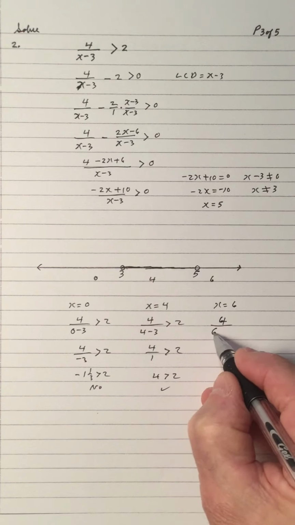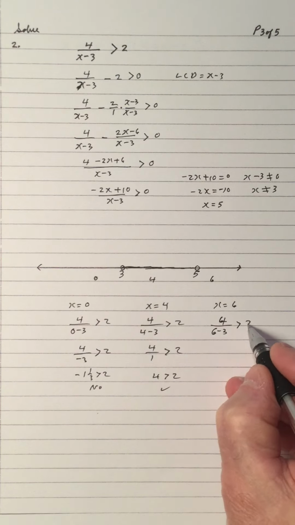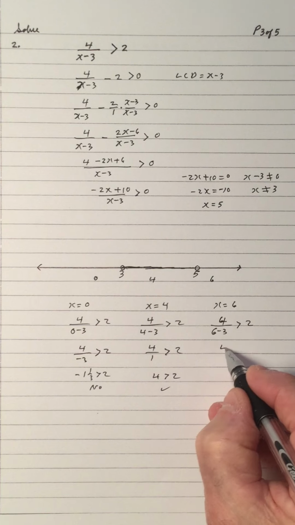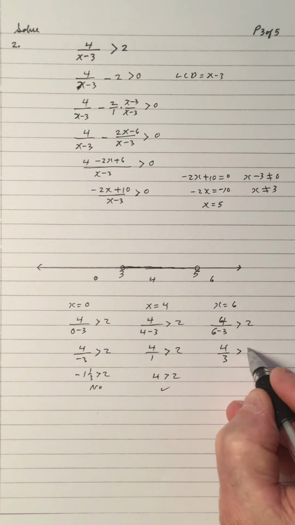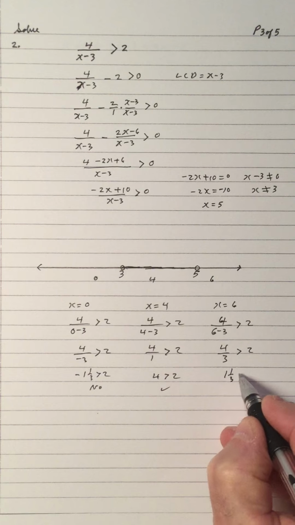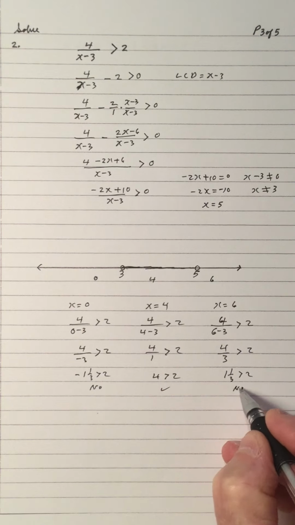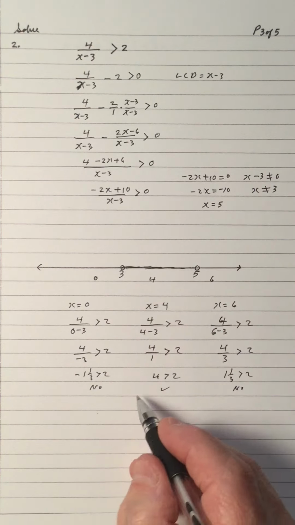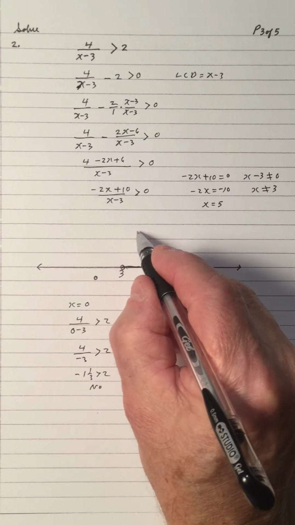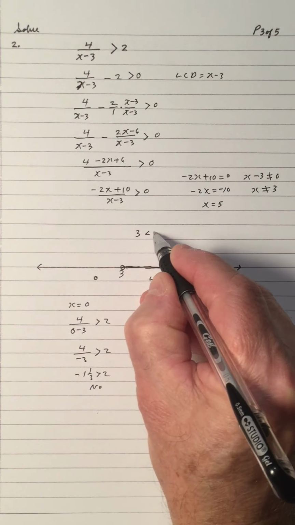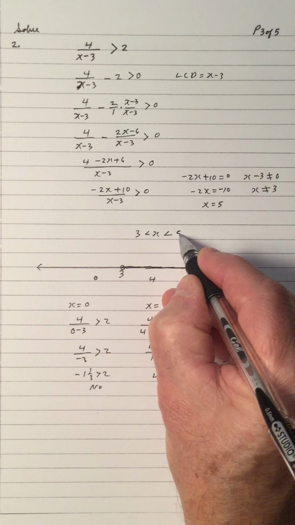And let's look at x equals 6 just to make sure. 4 over 6 minus 3 is greater than 2, so 4 all over 3 greater than 2, 1 1/3 greater than 2, that's a no, so we can't shade here. So the answer is 3 less than x less than 5.